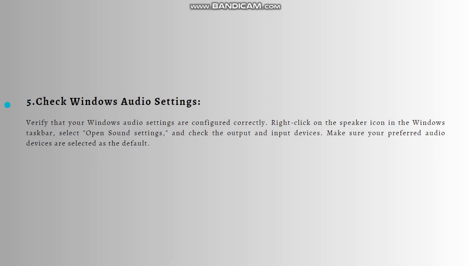Next is to check Windows audio settings. So verify that your Windows audio settings are configured correctly. So right-click on the speaker icon on the Windows taskbar, then select Open Sound Settings, and then check the output and input devices. Make sure your preferred audio devices are selected as the default.